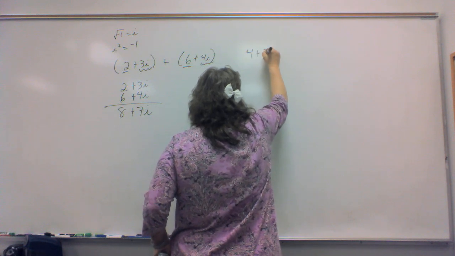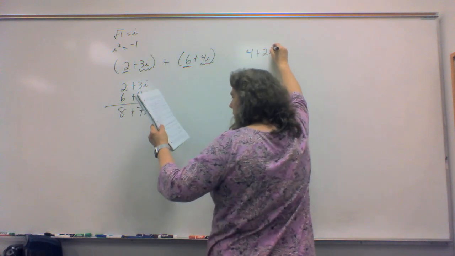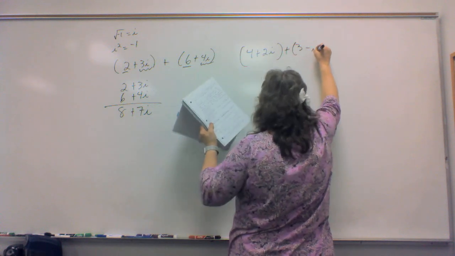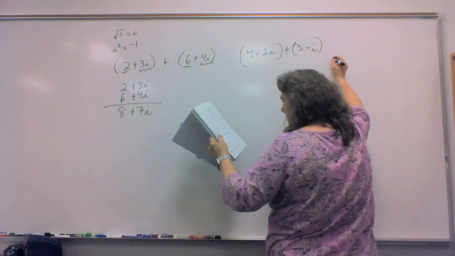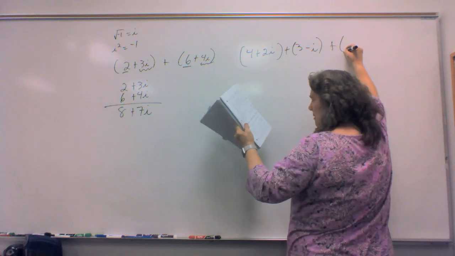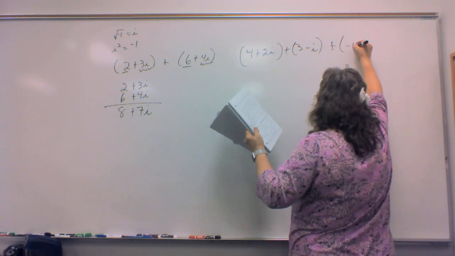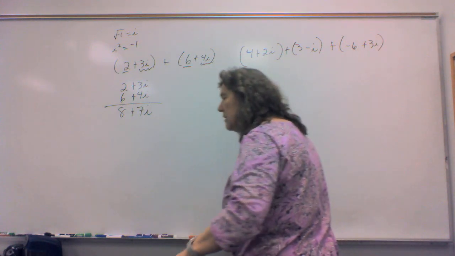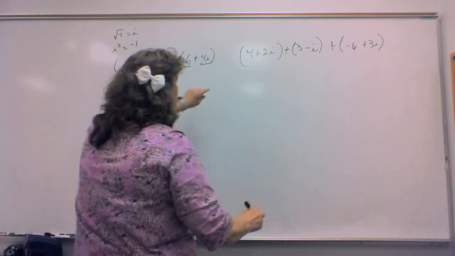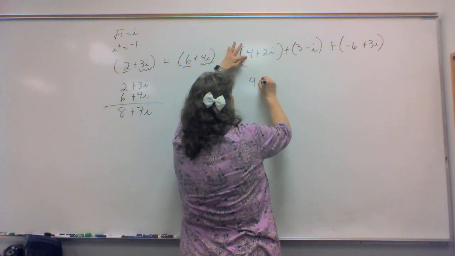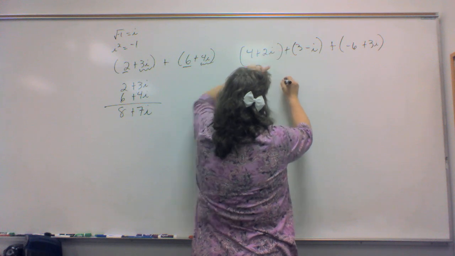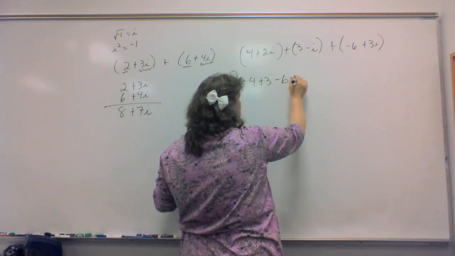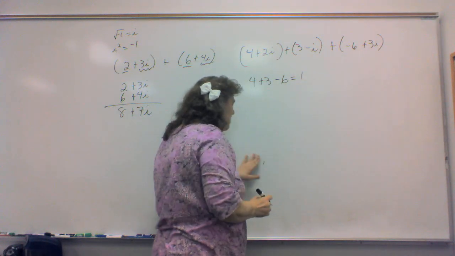(4 plus 2i) plus (3 minus i) plus (-6 plus 3i). Okay, so let's look at the real part first. 4 plus 3 plus a -6 is the same as -6. So this is 7 minus 6 equals 1. So that's your real part.